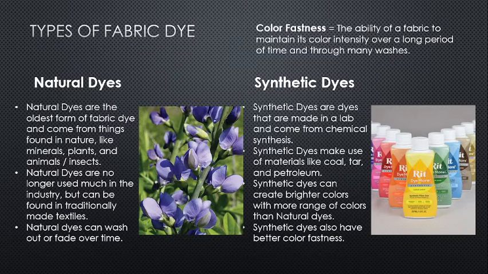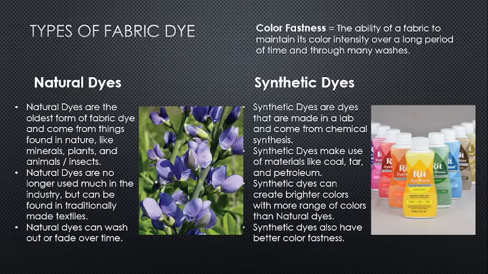There are different types of fabric dye that fall into two main categories: natural dyes and synthetic dyes. Natural dyes are the oldest form of fabric dye and come from things found in nature, like minerals, plants, animals, and insects. Natural dyes are no longer used much in the industry, but can be found in traditionally made textiles. They also are found in some eco-friendly fabrics and clothing, as natural dyes are thought to be less polluting than synthetic dyes.